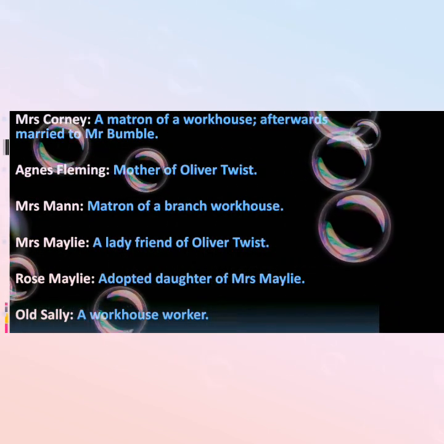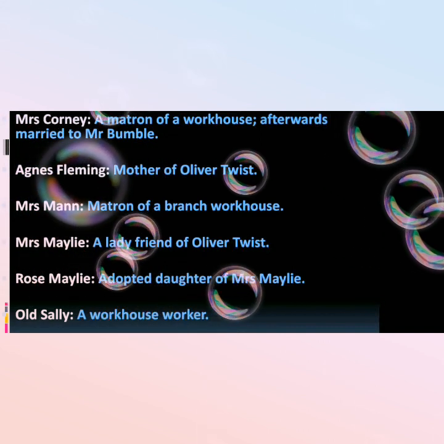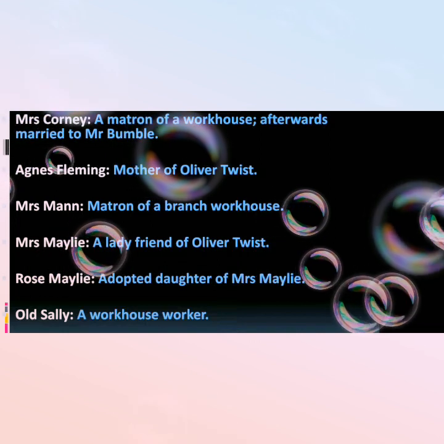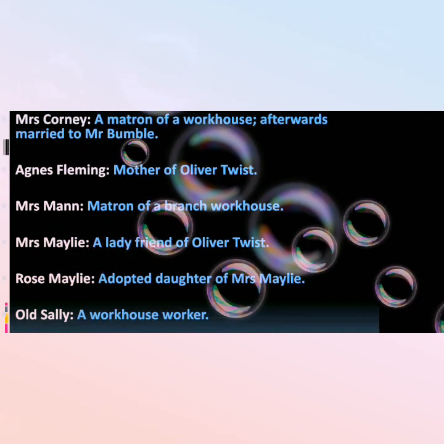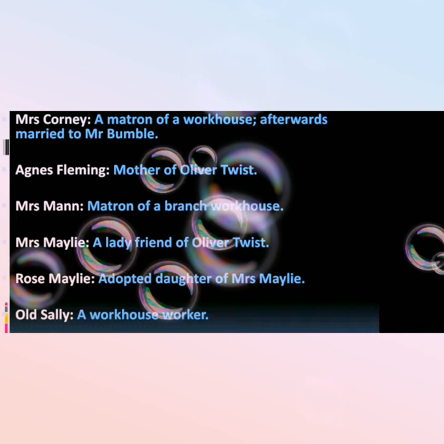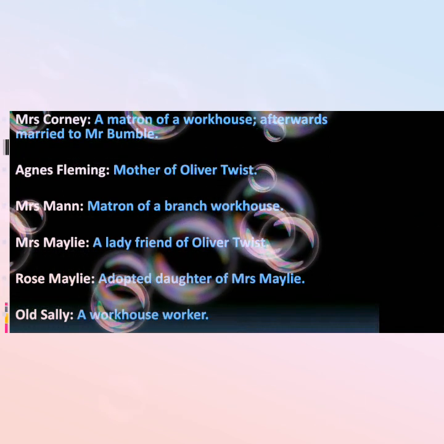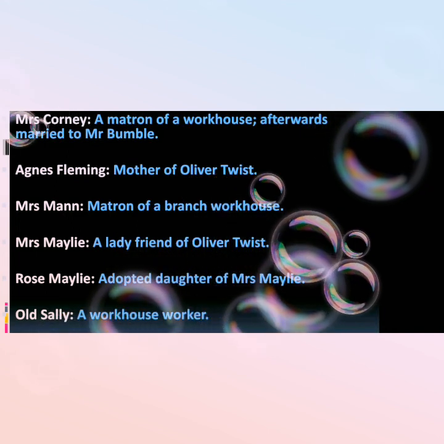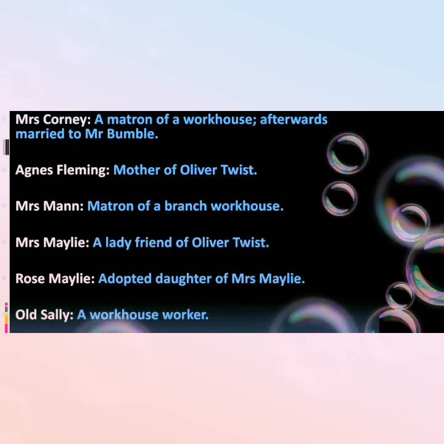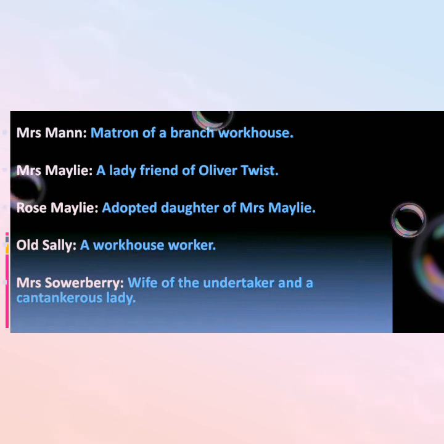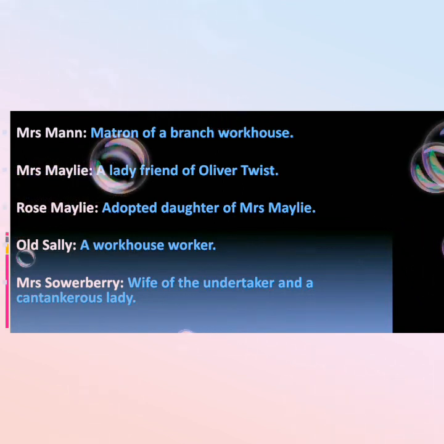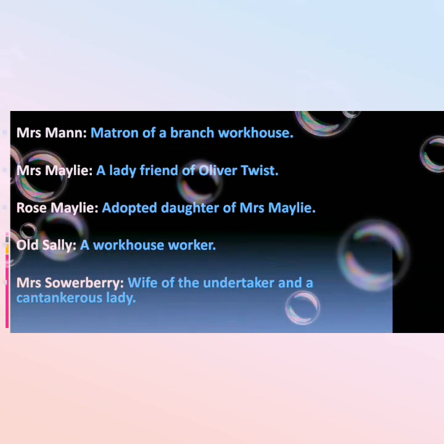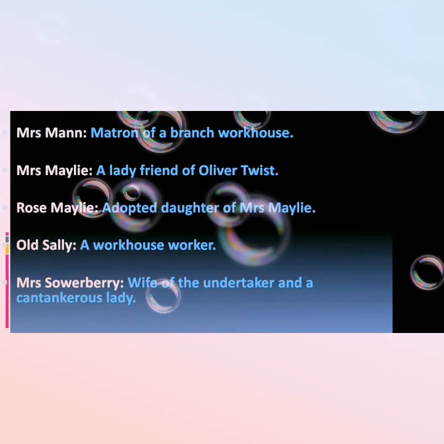She is the mother of Oliver Twist. And then we have the character of Mrs. Munn. She is the matron of a branch workhouse. And then the character Mrs. Maylie. She is a lady friend of Oliver Twist. The next character is Rose Maylie. She is the adopted daughter of Mrs. Maylie. And then we have the character Old Sally. She is a workhouse worker. So finally we have the character of Mrs. Sowerberry. She is the wife of the undertaker and a cantankerous lady. So these are the characters of Oliver Twist.